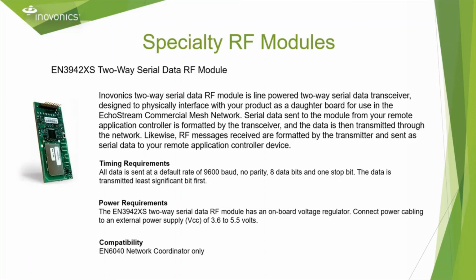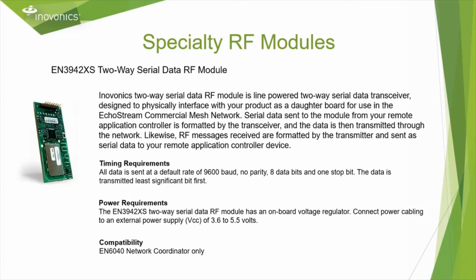The Inovonics two-way serial data RF module is a line-powered two-way serial data transceiver designed to physically interface with your product as a daughter board for use in the EchoStream commercial mesh network. Serial data sent to the module from your remote application controller is formatted by the transceiver, and the data is then transmitted through the network. Likewise, RF messages received are formatted by the transmitter and sent as serial data to your remote application controller device.